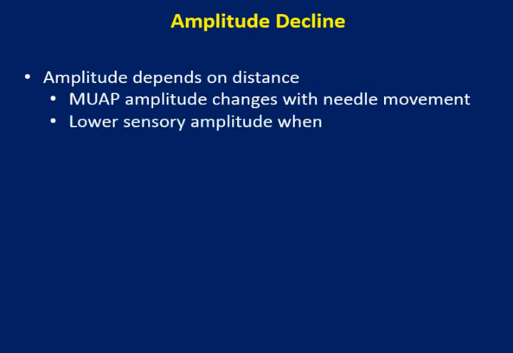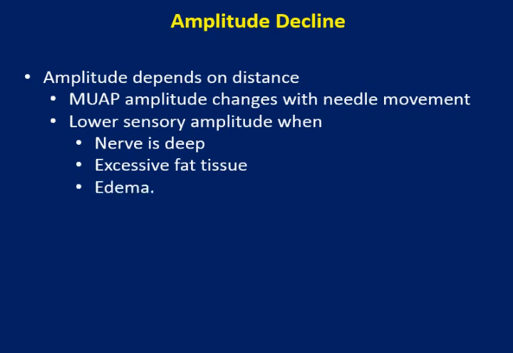In sensory nerve conduction studies, the amplitude is lower when recording from deeper nerves, or when there is excessive fat tissue, or when there is edema under the recording electrode.